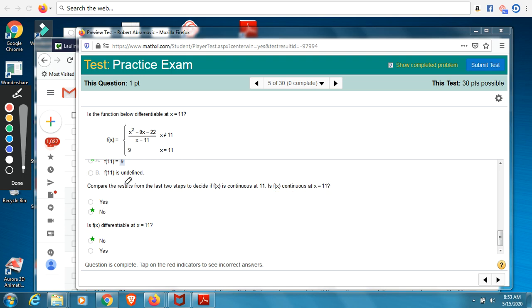No, it's not continuous because the value of the function at 11 is not equal to the limit as x approaches 11 of the function. And because it's not continuous at x equal to 11, it is therefore not differentiable at x equal to 11. So remember, that was your homework. If a function is not continuous at a given number, then it is not differentiable at that number either.